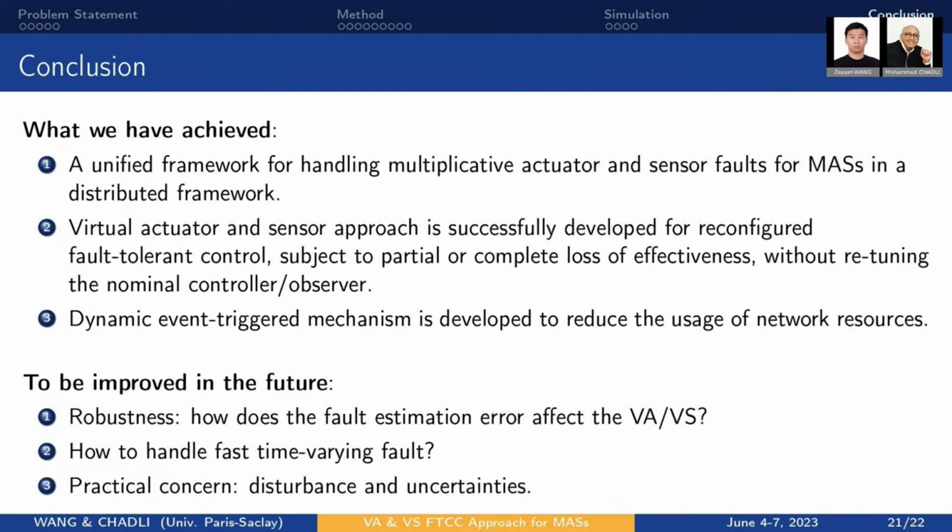However, we also admit that there are some future works. For example, we have assumed that the fault values are well estimated, but if the estimation is not exact, how the estimation error can affect the control performance. And since we can only adjust for piecewise constant faults, if there is a fast varying fault, can we adopt this strategy to handle this problem? Another practical concern includes disturbance and uncertainties, which should be considered in future work.